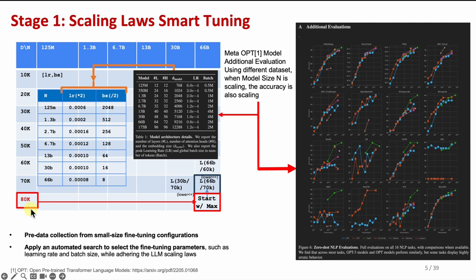So we start only with the largest data set here. The example here is to make sure the 66B model size loss is lower than 30B, and within the same model, the 70K data set size loss should be lower than 60K. With this solution, we can dramatically reduce the number of trials compared with brute-force traditional hyperparameter tuning.